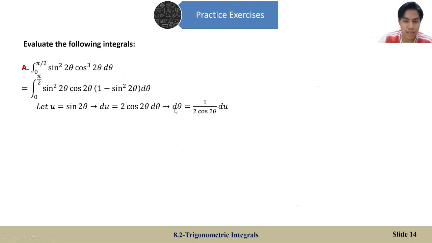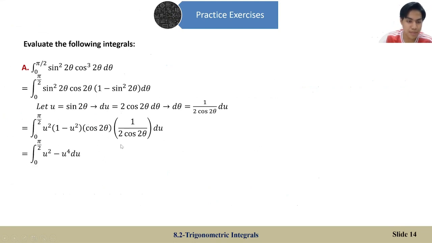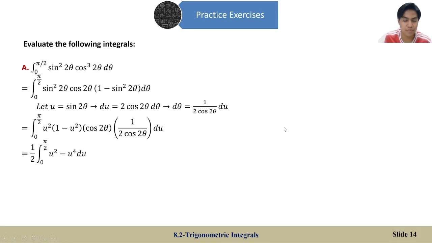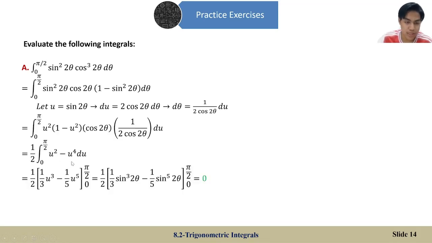Now we plug d theta into the old equation and u in places where there is sine. We will get the integral from 0 to pi over 2 of u squared multiplied by a factor of 1 minus u squared, cosine 2 theta, and 1 over 2 cosine 2 theta du. Then we can see clearly that we can eliminate cosine 2 theta from the integral. When we do that, we will see what we have left, and then we just do basic integration and we will get this answer right here.